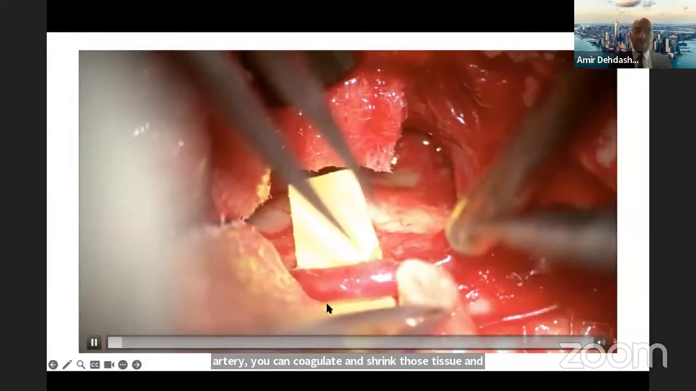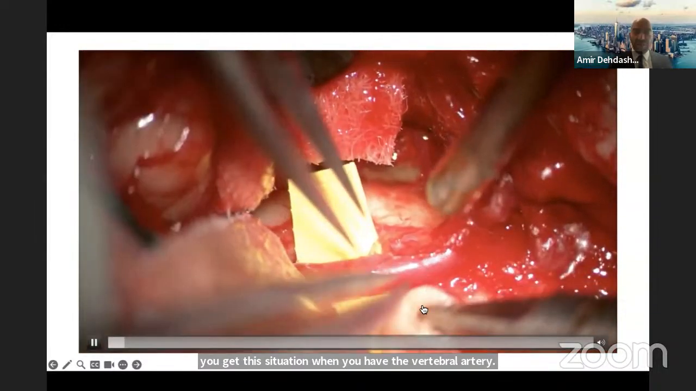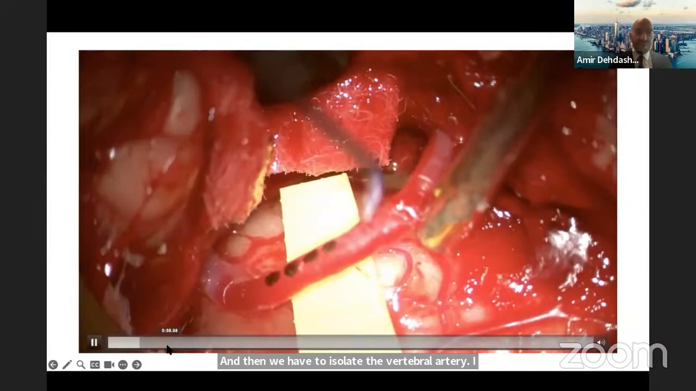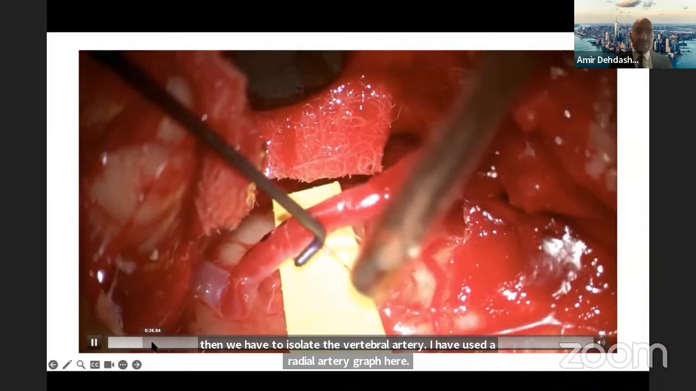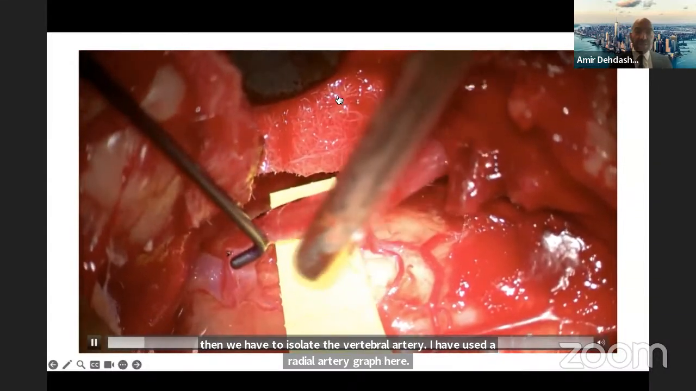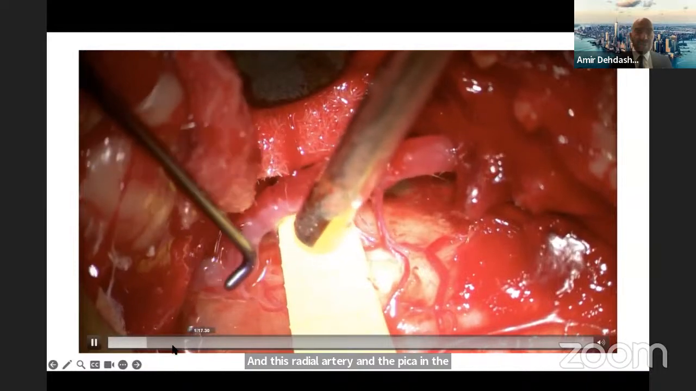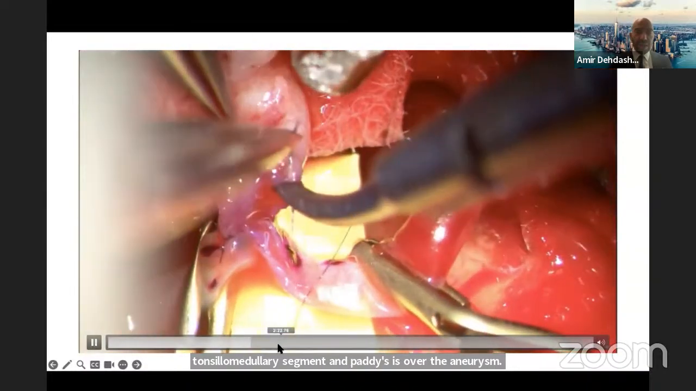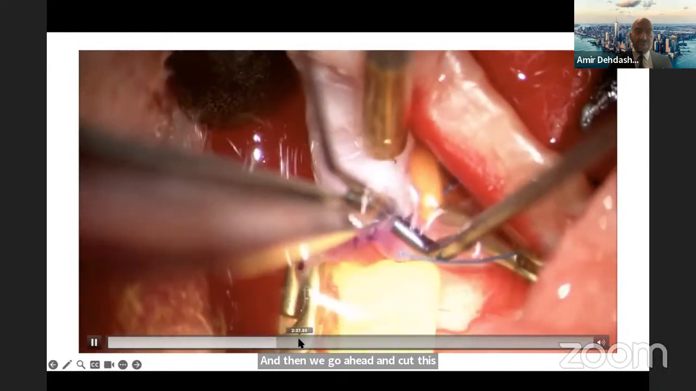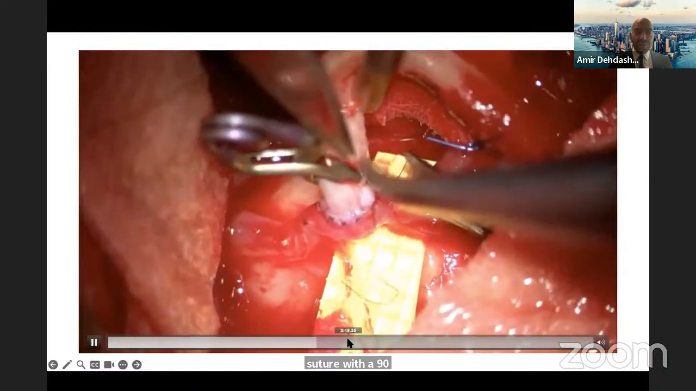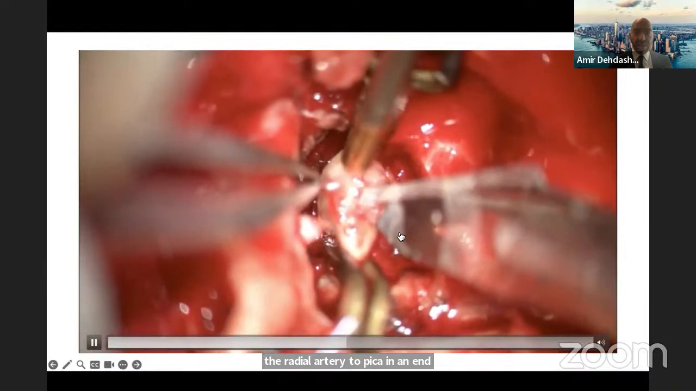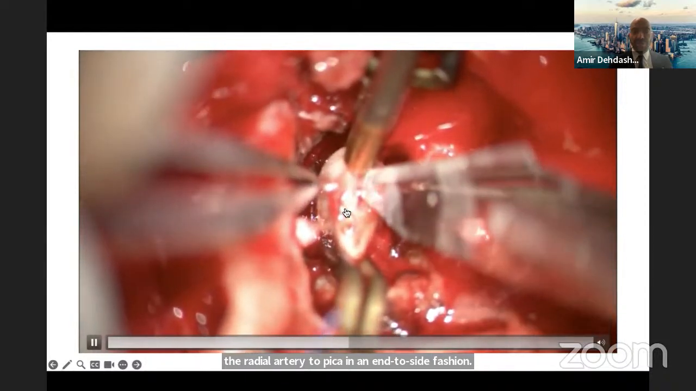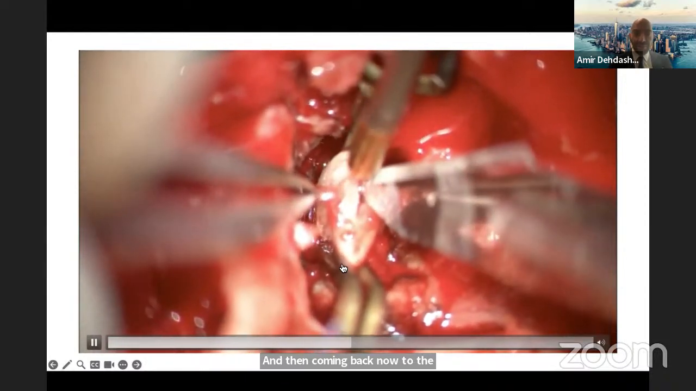And then now we have to isolate the vertebral artery. I have used a radial artery graft here, and this radial artery and the PICA in the tonsillomedullary segment, and the aneurysm is over there. And then we go ahead and cut this suture with a 9-0, the radial artery to PICA in an end-to-side fashion.